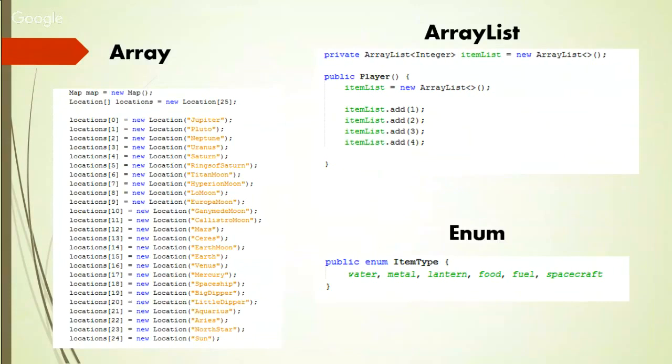The first is the array. In the array, you can see the different locations of the planets: Jupiter, Pluto, Neptune, Saturn, and the others. We have 23 different planet locations in the game. Therefore, we have used an array to be able to order each of the planets.